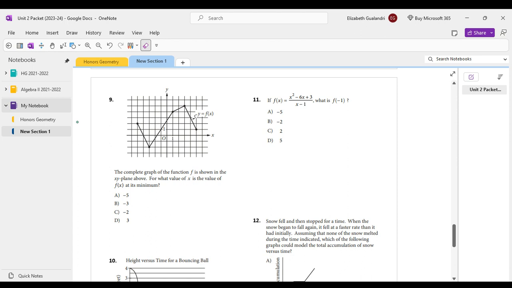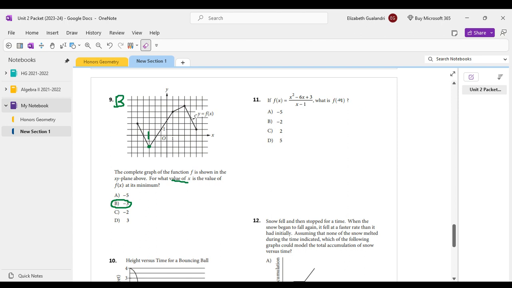Number 9, flip into that last page there. It tells us that a complete graph of function f is shown. For what value of x is the value of f of x at its minimum? So we want f of x at its minimum, that's right here, but we want the value of x. That's really important here. So the x value there is at -3. So know which values you're given.